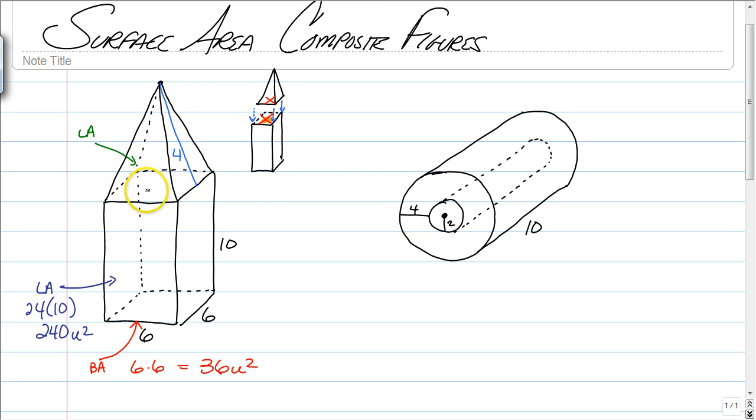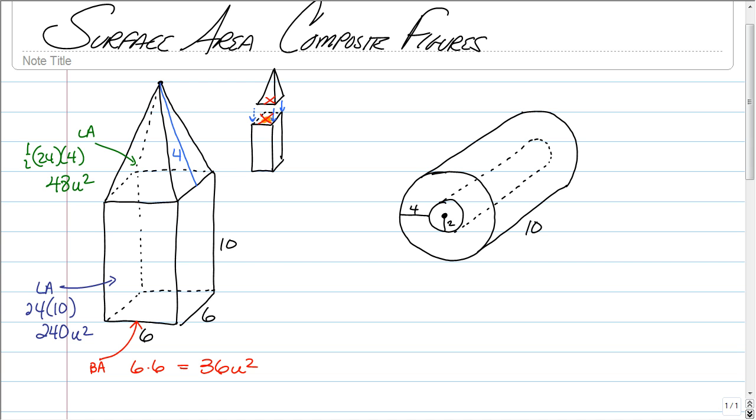The last step is the pyramid. We have the four lateral faces, which are triangles. So remember, the lateral area of a pyramid is 1/2 of the perimeter of the base, which we already know is 24, times the slanted height, which we have here as 4. So then we're going to find that the lateral area is 48 units squared. So now we've painted the entire figure.